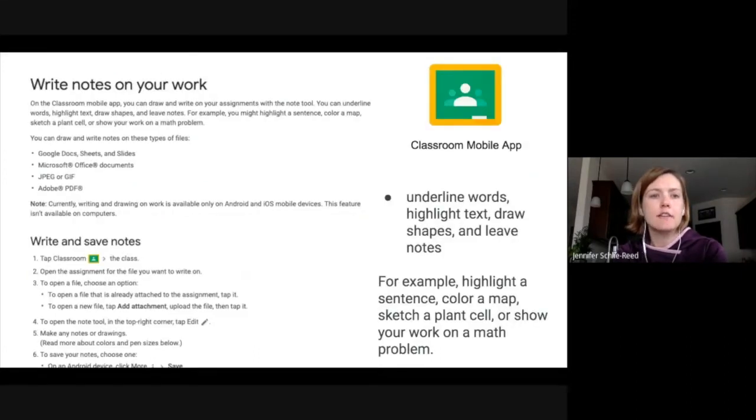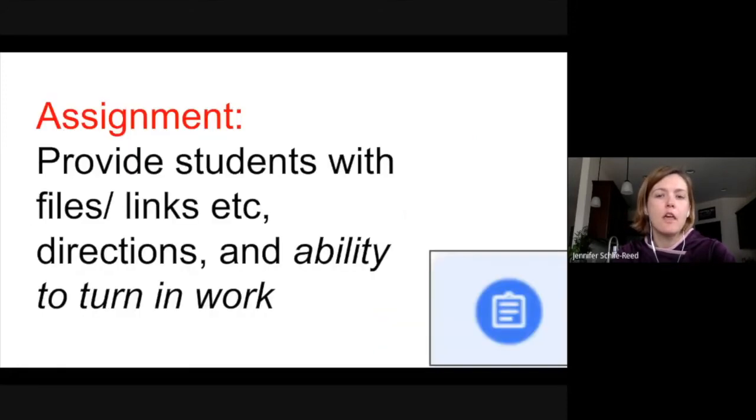Additionally, in Classroom, you can also write notes on your work as well. So for example, you can highlight a sentence or color and write on different parts of your specific work as you're working on it, such as underlining the words and things like that. So again, it's a nice way to mark up the work that you're doing within Classroom. Assignments within Google Classroom as well is a way to provide students with files and links and things that they might need access to, but then of course they have the ability to turn the work in to you.